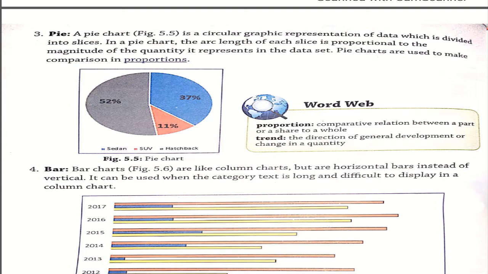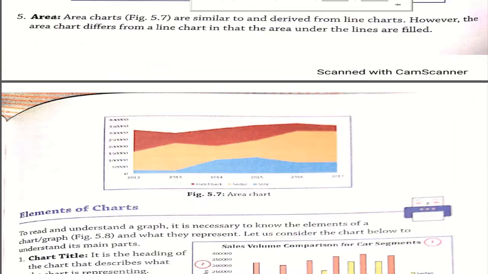Okay, next. Area charts are similar to and derived from the line chart. However, an area chart differs from a line chart in that the area under the lines is filled. In a line chart, what happens? Lines are drawn, but in an area chart, the areas are filled. So there are some differences between the area and line chart. We'll look at all the charts and how to insert them in the practical part.